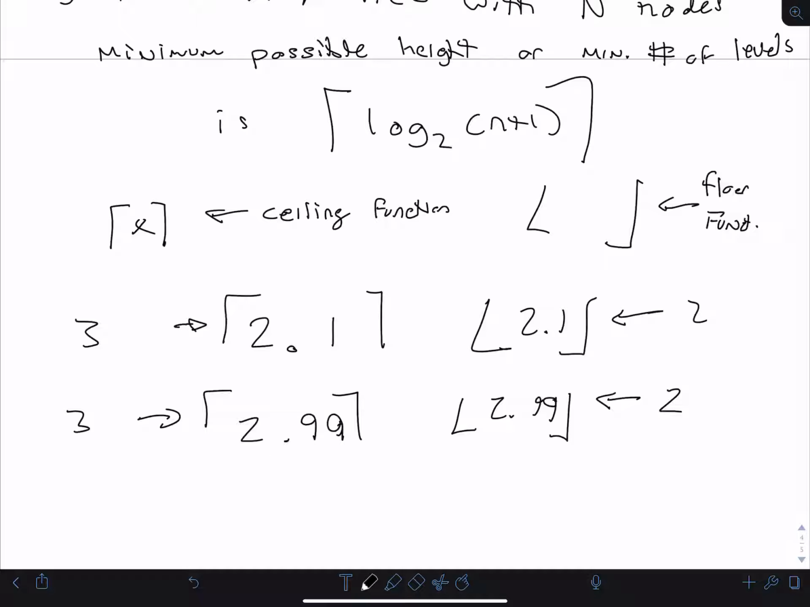A good way to remember that is when you're working in C++ and you have a float or a double, and you're casting it to an integer, it's kind of applying the floor function because it's just chopping off the decimal, which is what's happening in the floor function.